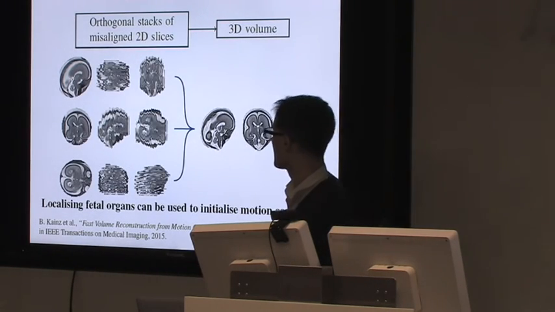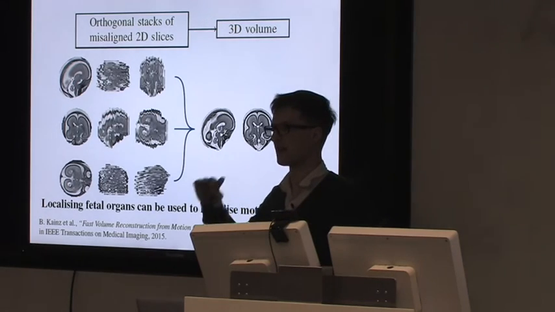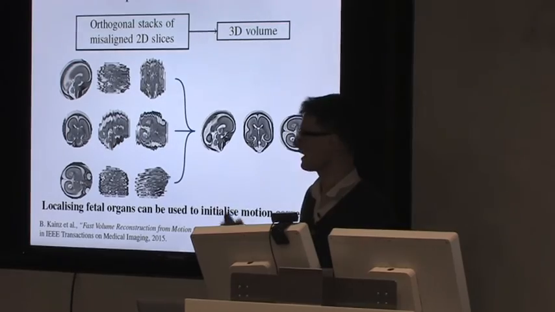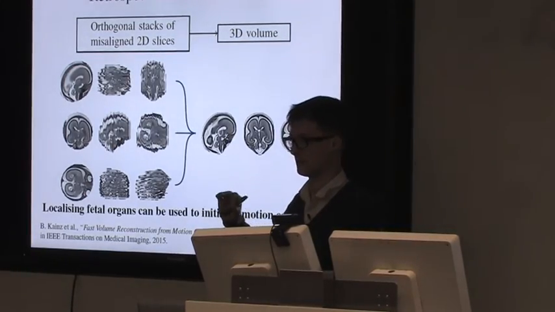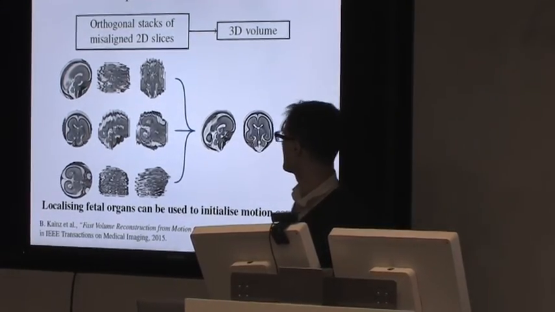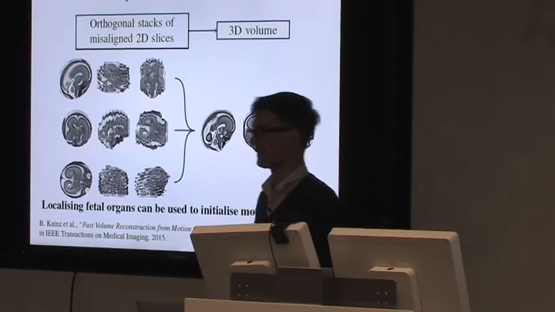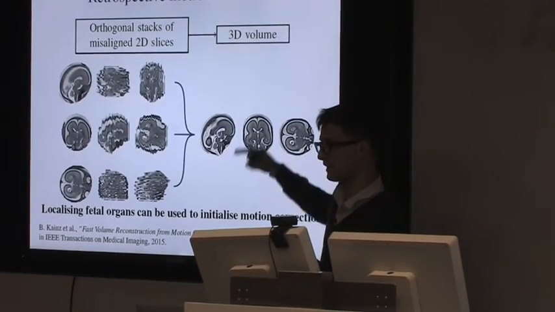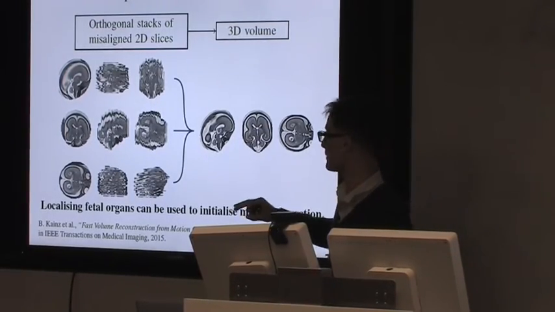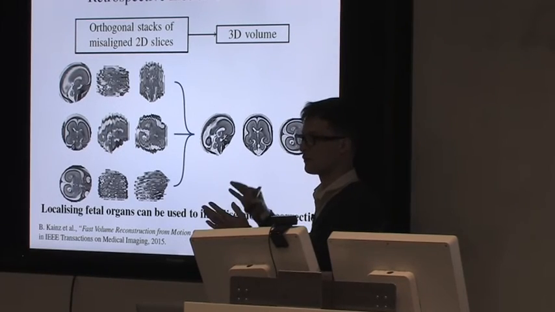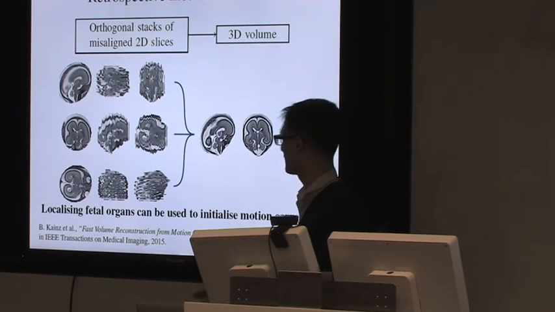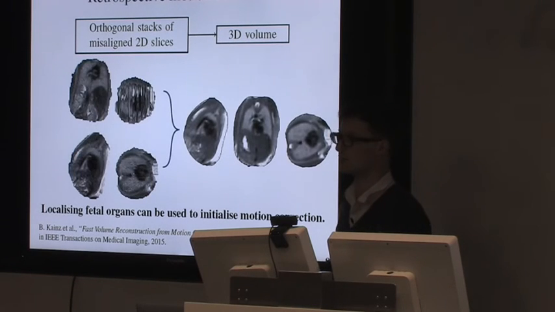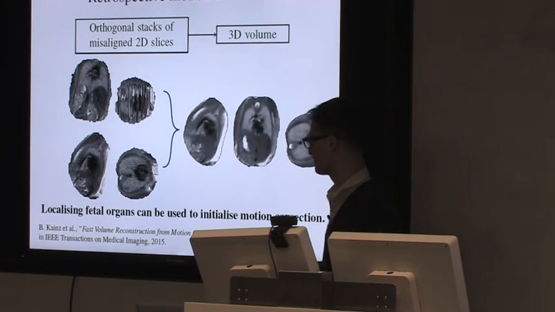So what you can do is actually acquire several stacks of 2D slices, and you can segment parts of the fetus in those images. So here we've segmented the brain, and my work has been on doing this in an automated way. Once you've got these segmented parts, you can combine them from several volumes acquired in different directions and obtain a higher resolution volume. And you can also do this for other parts of the body.